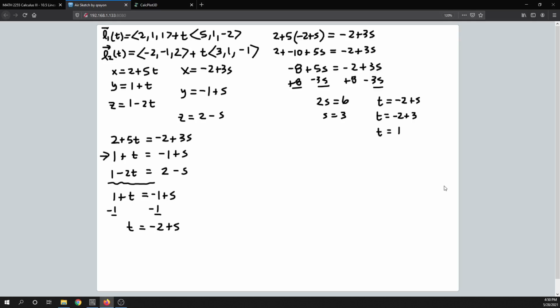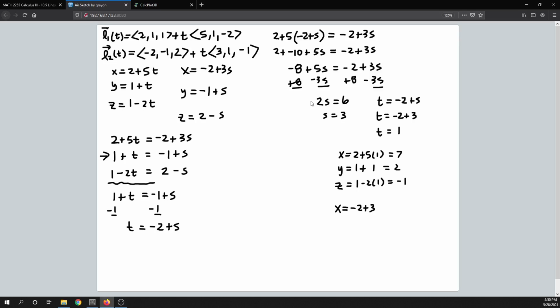So when we go to the first line, we have x equals 2 plus 5 times 1. We have y equals 1 plus 1. We have z equals 1 minus 2 times 1. So I'm plugging the t equals 1 back into this equation right here, and I get a 7 for x, I get a 2 for y, and I get a -1 for z. I need to also do that into this equation as well, just to check to make sure that I am getting the same point back.